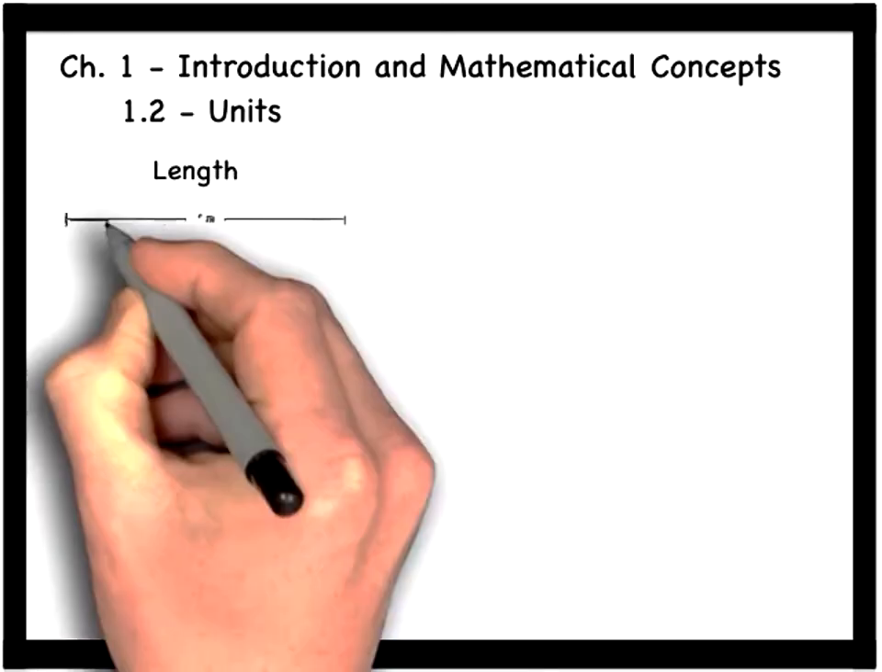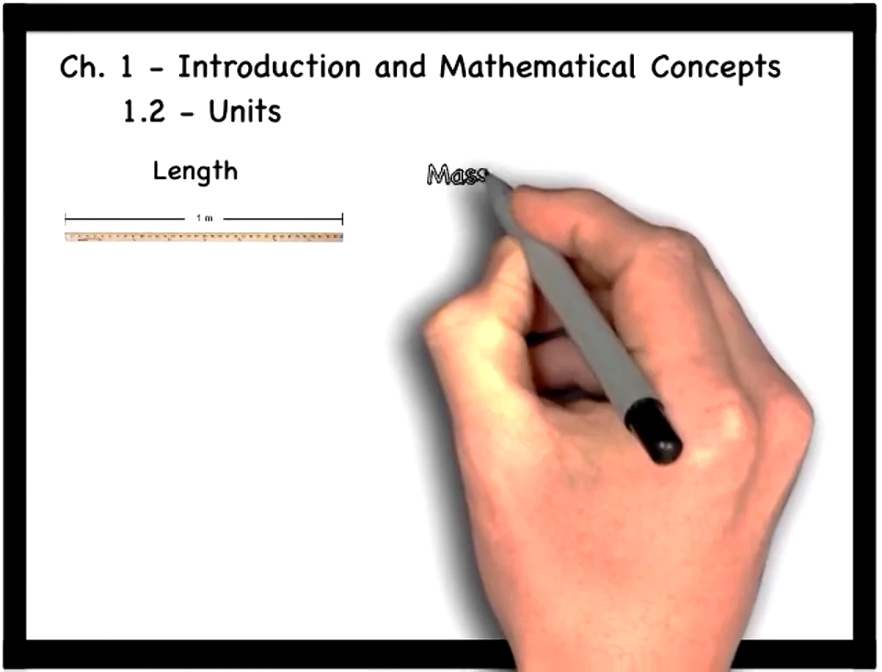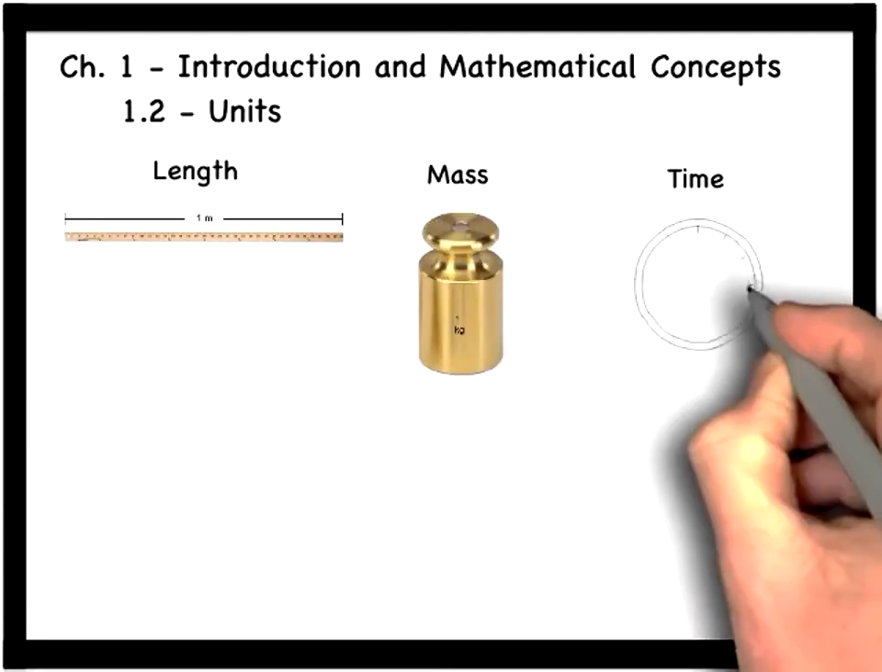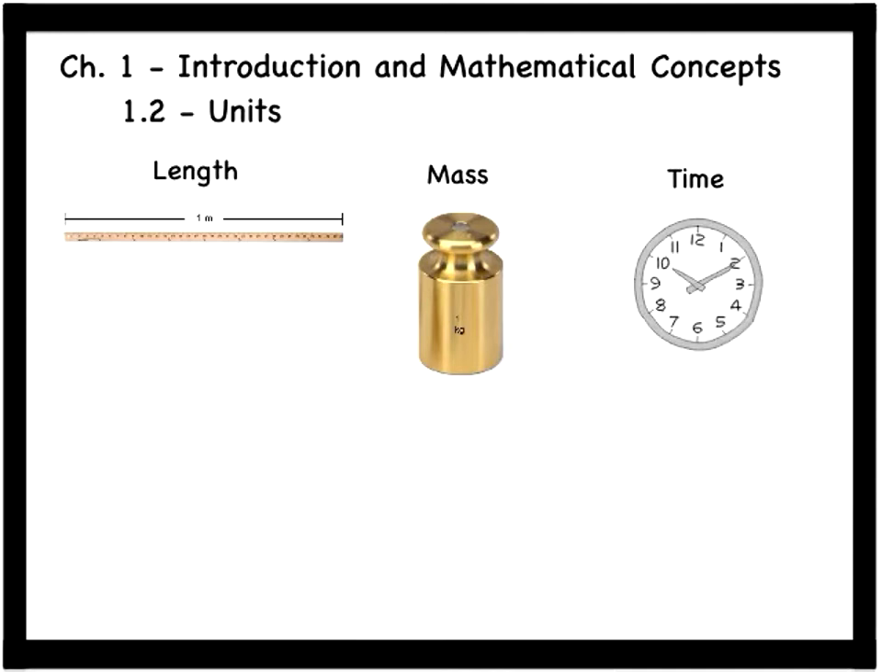Physics experiments involve the measurement of a variety of quantities, such as length, mass, and time, and a great deal of effort goes into making these measurements as accurate and reproducible as possible. The first step in ensuring this accuracy is to define the units in which the measurements are made.